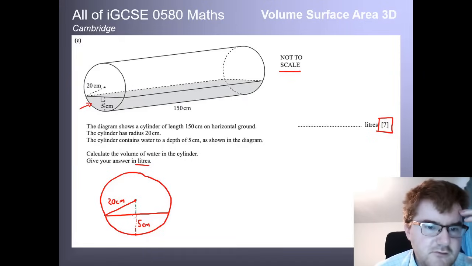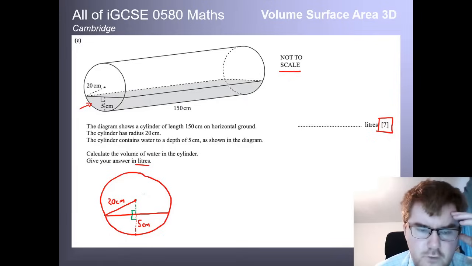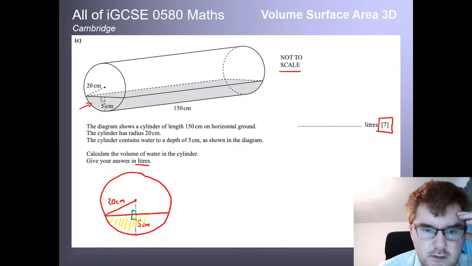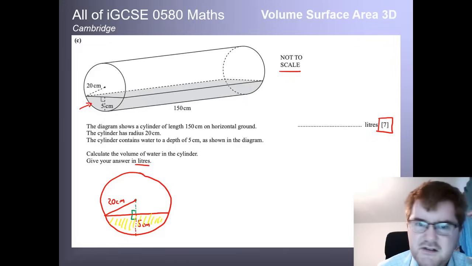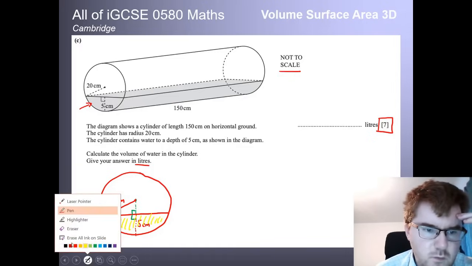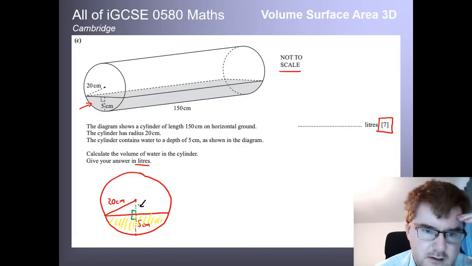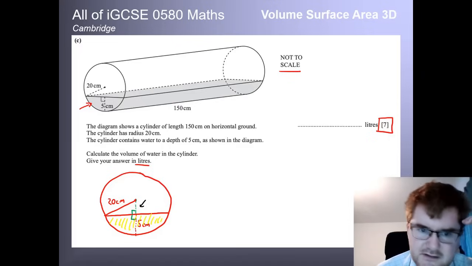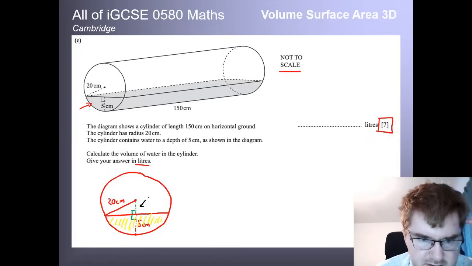It looks very sensible to put in a dotted line here. Now this needs to be a right angle, so that's useful. Okay, and I want to find out, let's use a different colour here, a bit of yellow, this area, because then we can times it by 150 at the end. We can actually work out this length here. Remember, this whole thing is also a radius of 20. So this length here is going to be 15 centimetres.